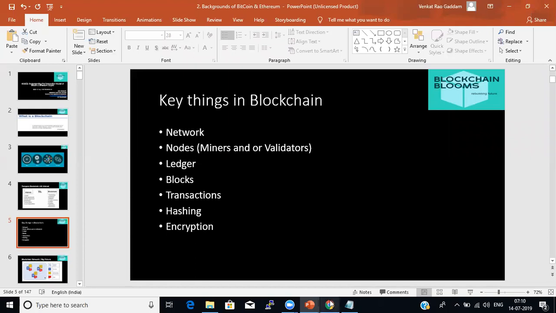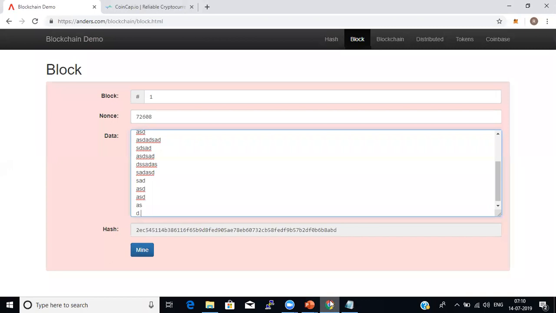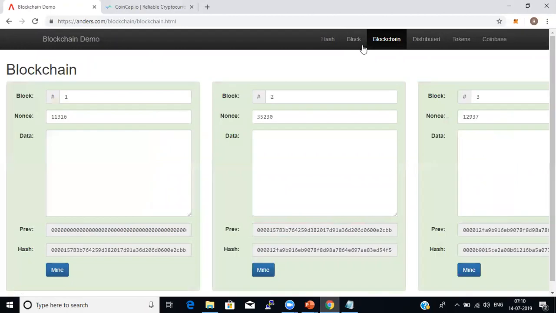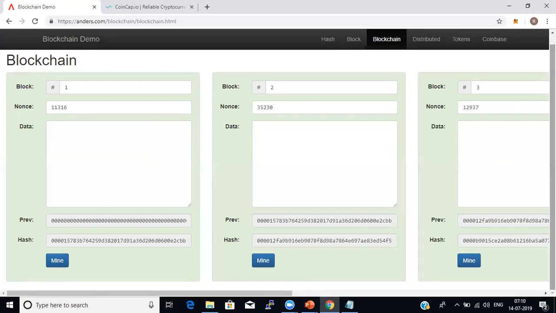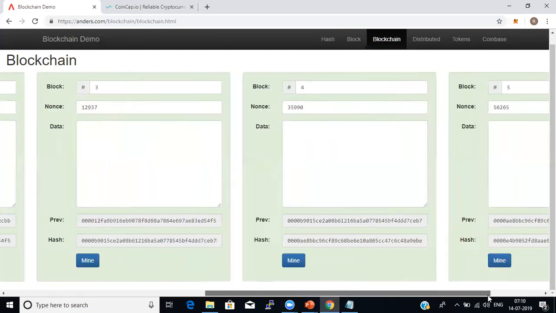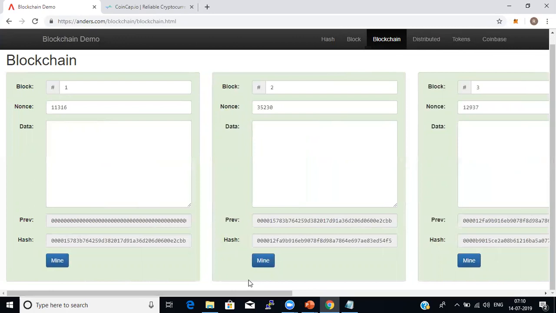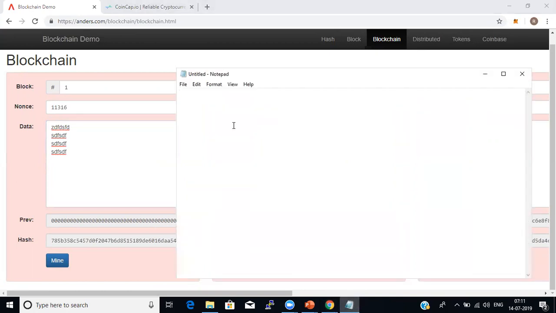So why do we need hashing here? Say, let us assume this is a blockchain network, and there are about 5 blocks. This is block number 1, 2, 3, and 2 more blocks, 4 and 5. How does this block generate its hash code? On what basis does the block generate the hash code? Is it only on data? Yes, partially it is correct.